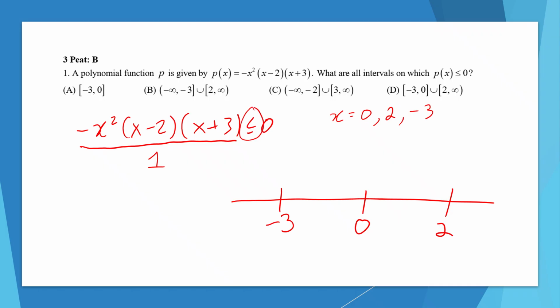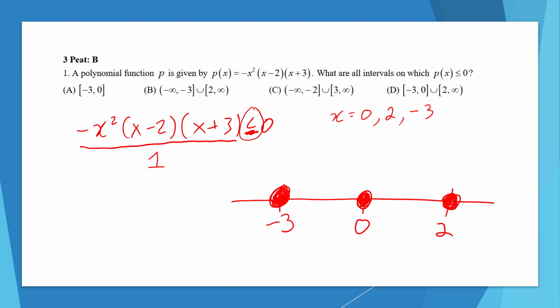Because it's less than or equal to, and it has that equal to underline, they are all going to be closed circles. So let's give those all closed circles, and a closed circle for 2. If it was just less than and not less than or equal to, it would be all open circles there.